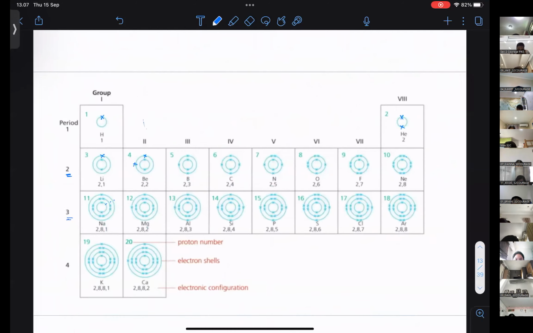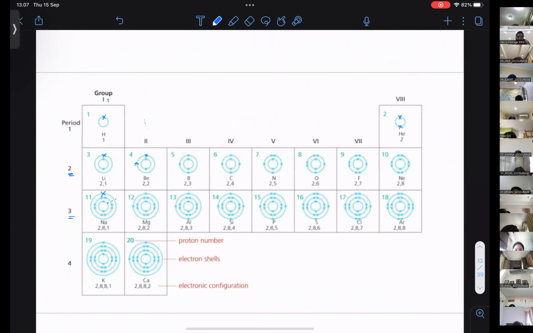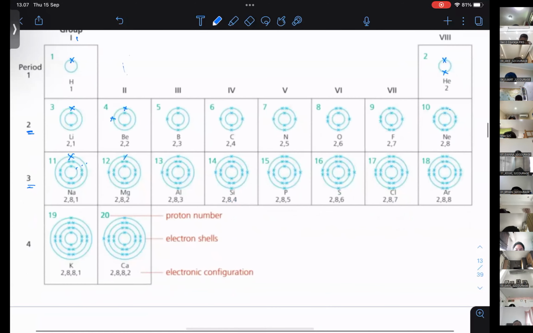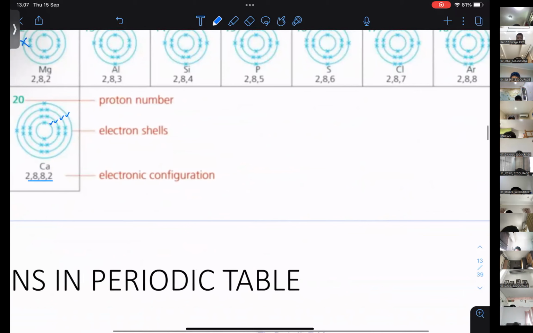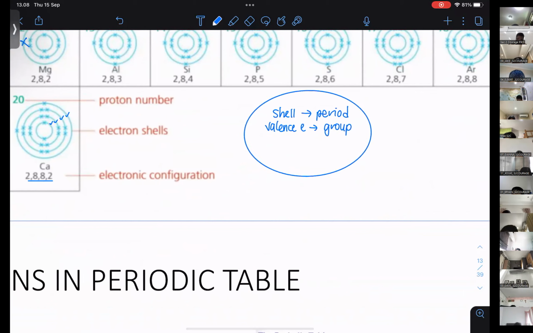And then group number 1, so 1 valence electron. Group number 2, 2 valence electrons, and so on. I hope you get the idea. For example, calcium is 2882. How many shells do we have? 1, 2, 3, 4. You see, period number 4. So I want you to remember this: the number of shells is shown by the period, and the number of valence electrons is shown by the group.